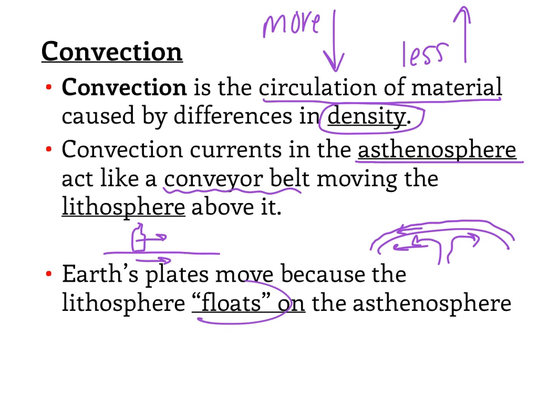Or even another analogy of like floating on something. So we have water, which would be like the asthenosphere, and then a little boat hanging out on the water. The current of the water drives the motion of the boat. So that lithospheric crust, that solid rigid layer, can't move unless the asthenosphere layer is moving underneath.